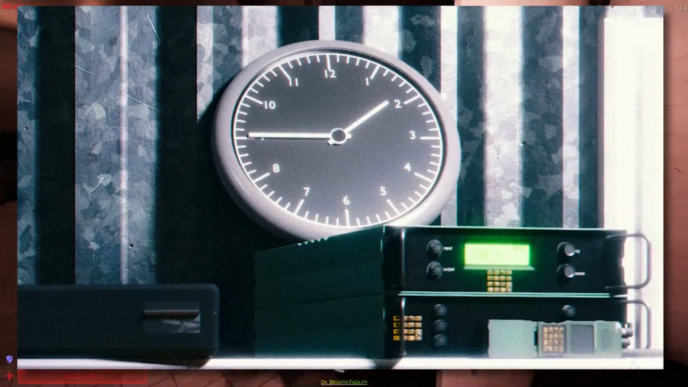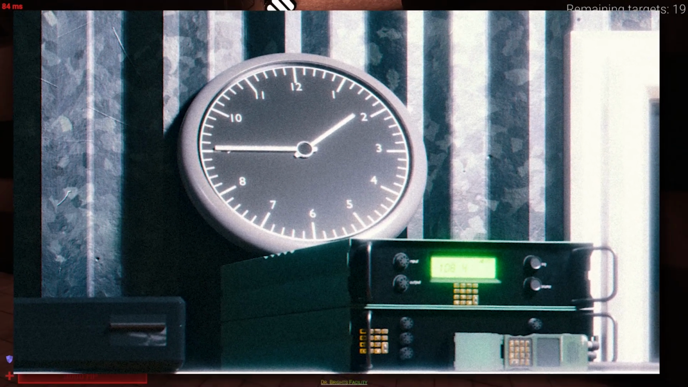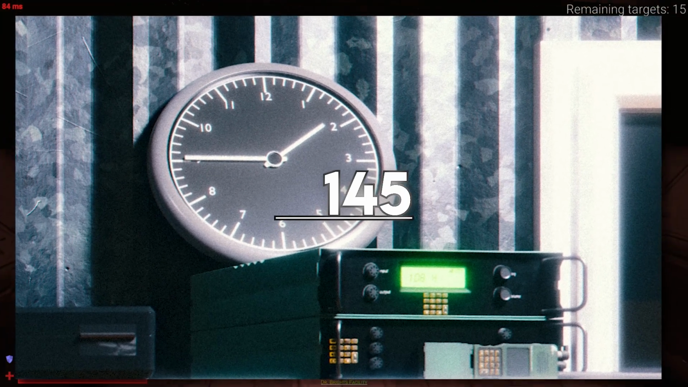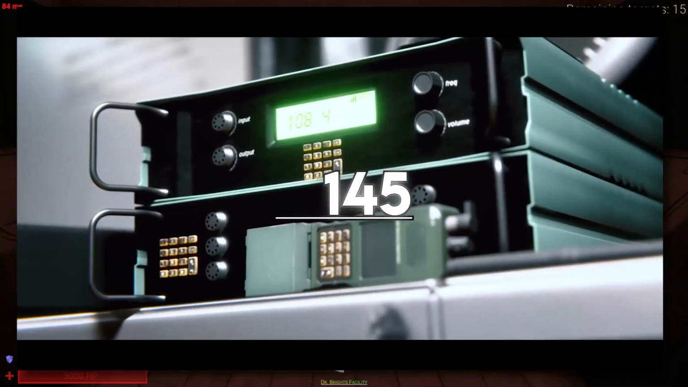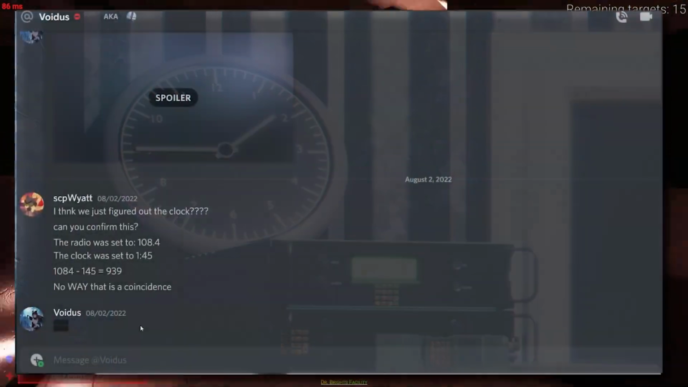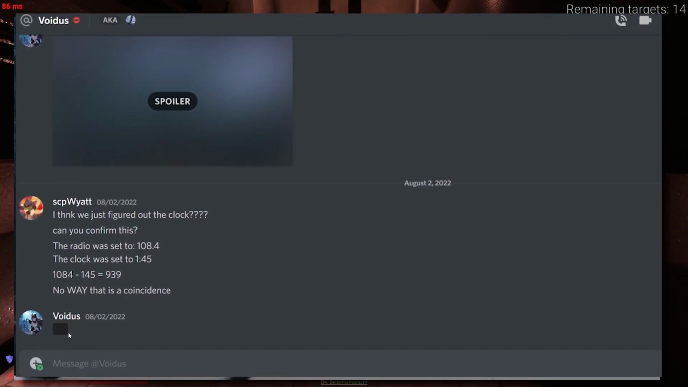There's also a clock and a radio, and chat and I looked at these for a long time, but the only thing we could find was that if you take the time of the clock, 1:45, and subtract it from the number we see on the radio later on, 1084, you get 939. I asked Northwood about this because this seemed like an insane coincidence, and they literally just sent me a mogus.